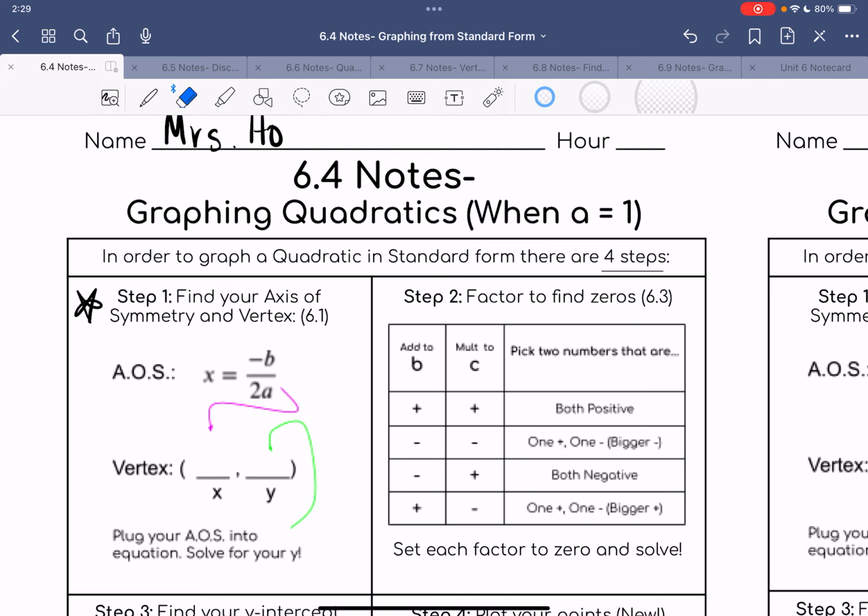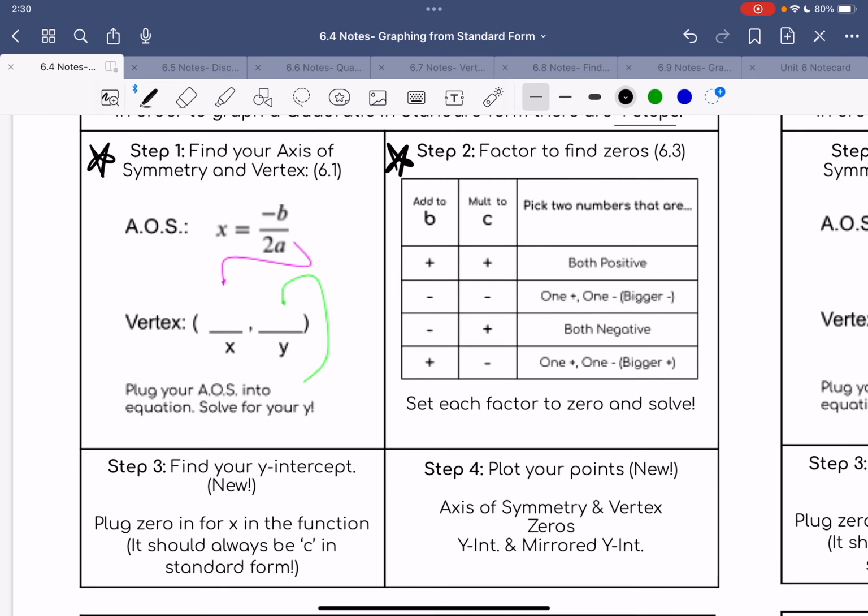Then step 2, we are going to factor, just like we did in 6.3, where we gave you that table. That table's back from 5.6 because factoring is just what we did in 5.6. There's that table. It's also a blurry screenshot of when we are going to use positive and negative numbers when we are factoring. We've got 2 new steps for 6.4.